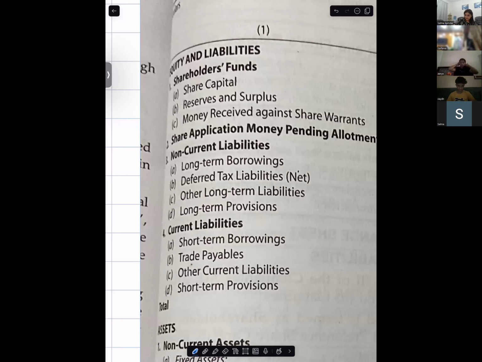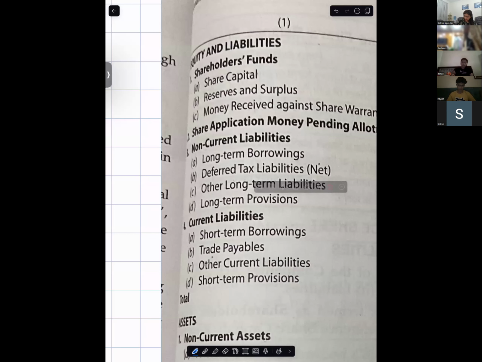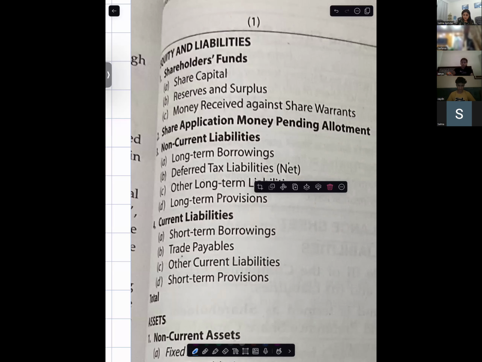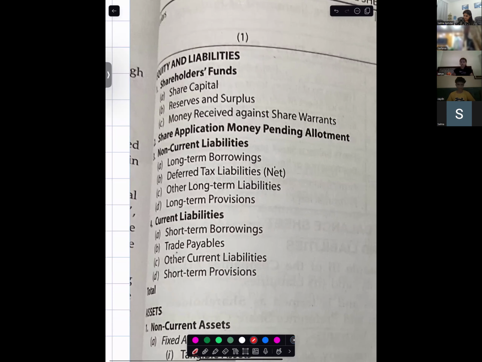So we had the first section of our balance sheet. Our balance sheet Roman number 1 is what? We're doing company final accounts. So balance sheet Roman number 1 was what? Equity and liabilities.